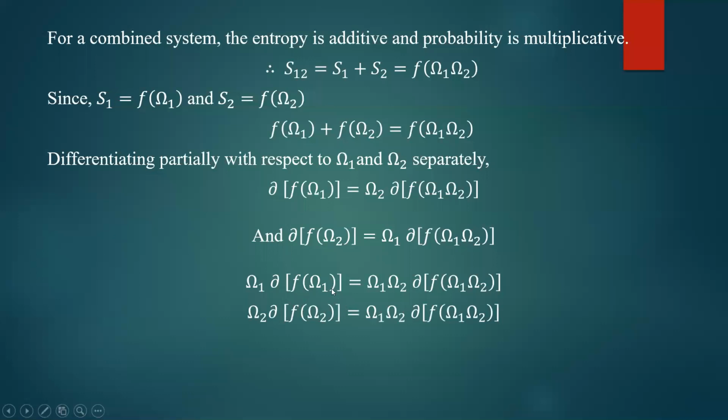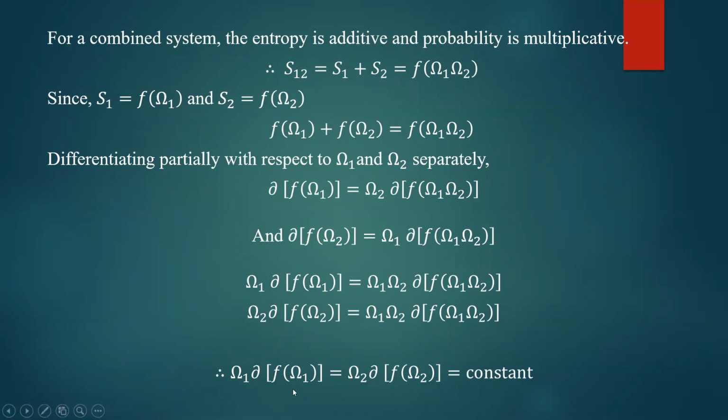And we know that omega 1 and omega 2 are independent. They are independent variables. Therefore, omega 1 into the derivative of f of omega 1 should be equal to omega 2 into the derivative of f of omega 2. That should be constant because omega 1 and omega 2 are independent. So definitely this product must be constant. And this applies to all systems. It is system 1, system 2; if you take system 3, 4, etc., then this equation holds good for all the systems.